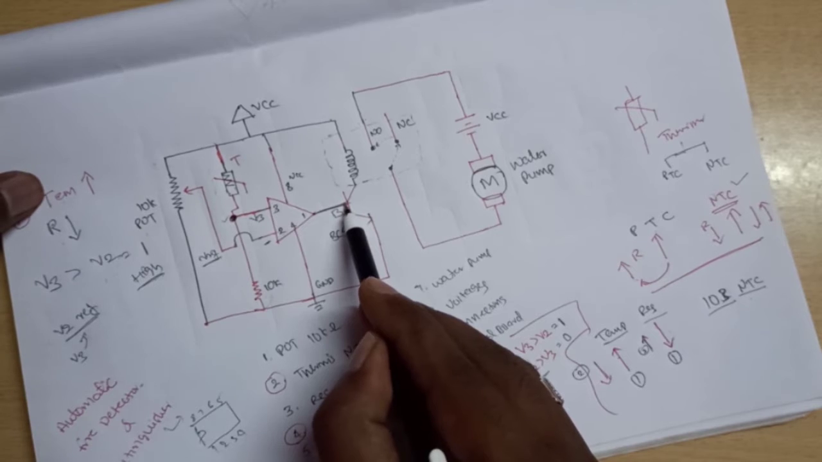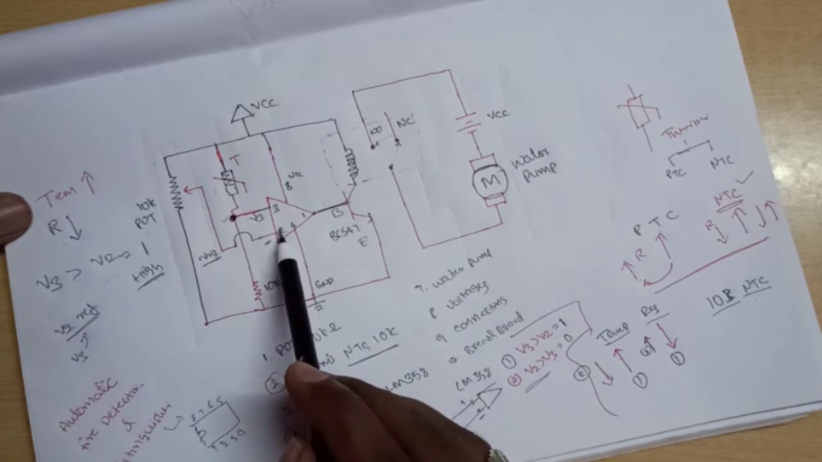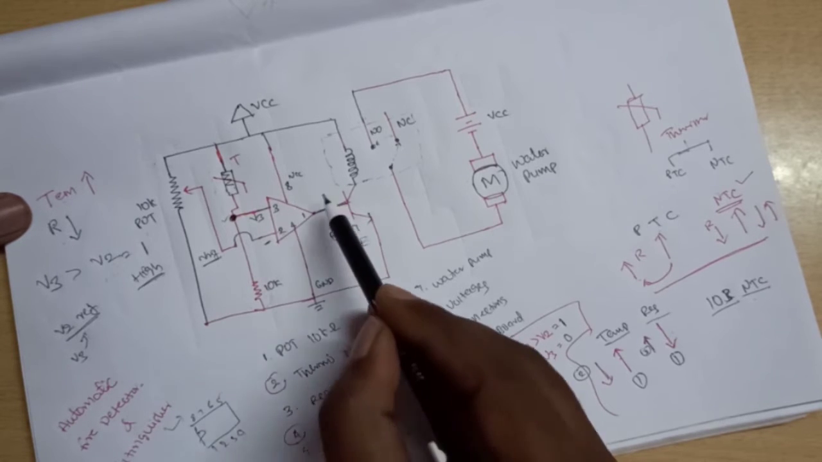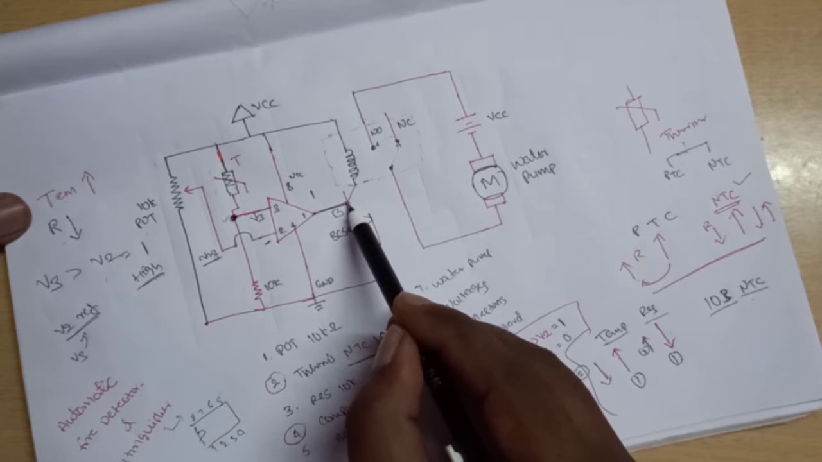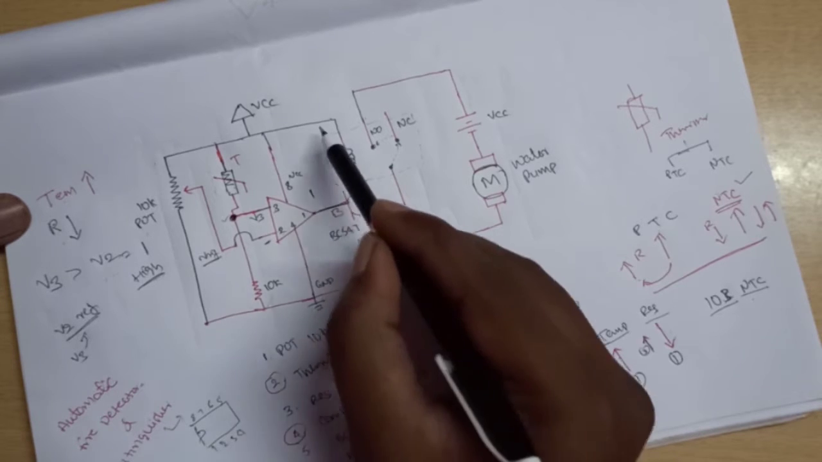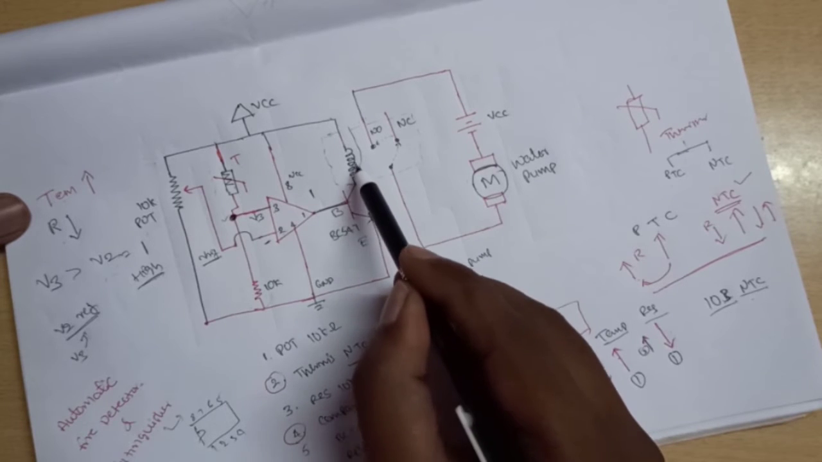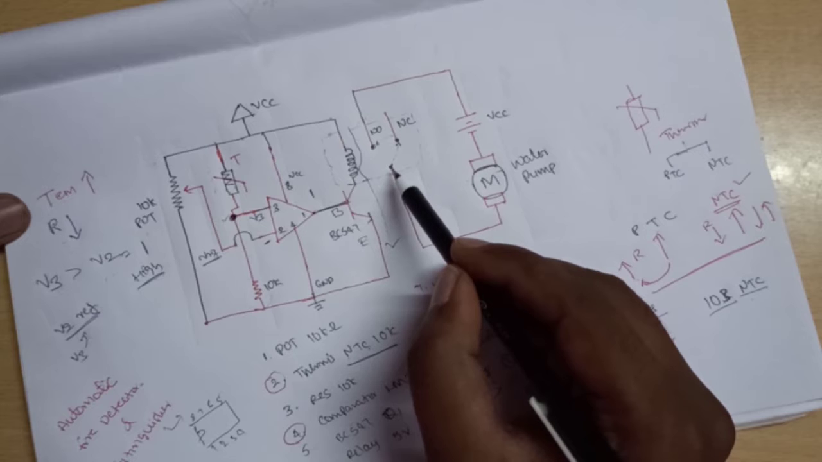So whenever the temperature is high, resistance will be decreased. Due to the low resistance path, this comparator compares two inputs and produces the output as 1. This output is fed to the input, meaning the base of the transistor. So at this condition, this transistor will be turned on and this VCC will flow like this. Due to current flow, this relay will be turned on. And what is meant by turn on?